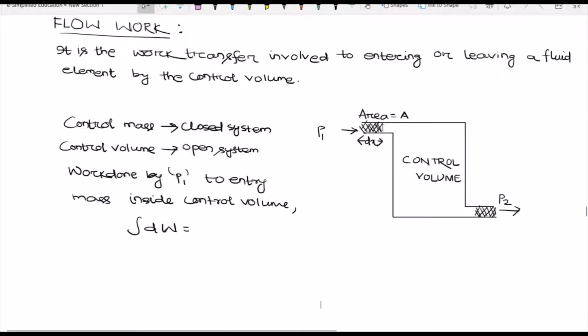Suppose this is our entry point of this control volume system and this is our exit point of this control volume system. The work transfer involved for the fluid to enter or to leave this control volume is named flow work. For a control volume, it has to be an open system. We know that for a closed system there is no mass transfer, but there is energy transfer. So a closed system is named a control mass system, but an open system is named a control volume system.